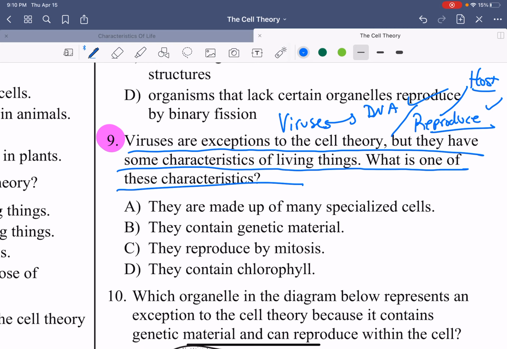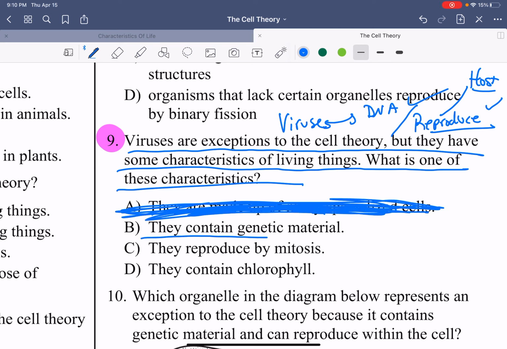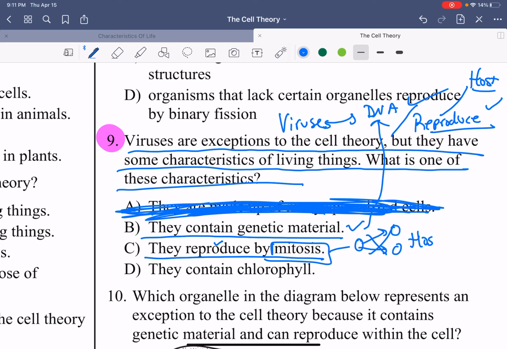So let's see which one they chose as an answer. A. They are made up of many specialized cells. They are not. Definitely not. I'm going to take this one off. They contain genetic material. They do contain genetic material. They do contain DNA. They reproduce by mitosis. So, they do reproduce, yes, but not by mitosis, because mitosis is when one splits into two, right? But that's not what they do. They need a host cell.